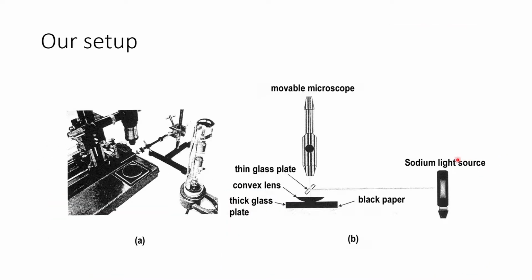So in our setup, you're going to have a sodium light source that is being shined in. The light source would come in here, and it would hit the beam splitter, which is a piece of glass plate. Part of it would be reflected onto the movable microscope. Another part would go into whatever you want to create the thin film reflection pattern. And from there, you can observe the interference pattern from the microscope.